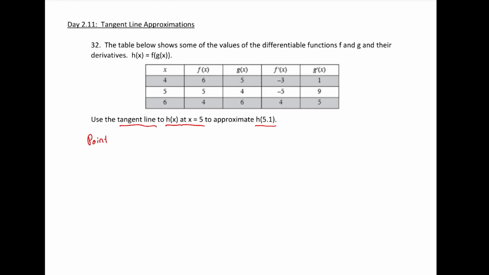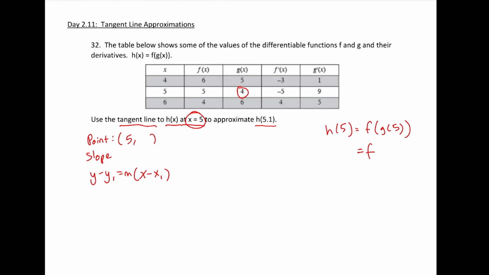We're going to need a point, and we're going to need a slope, and we're going to write that equation in y minus y1 equals m times x minus x1 form. So the point is going to be 5 comma something, right? We've got the x equals 5. And so what we're first going to need to do is evaluate h at 5. So h at 5 is going to be f of g at 5. G of 5 is 4. F of 4 is 6. So yeah, h of 5 is 6. So the y-coordinate of the point should be 6.